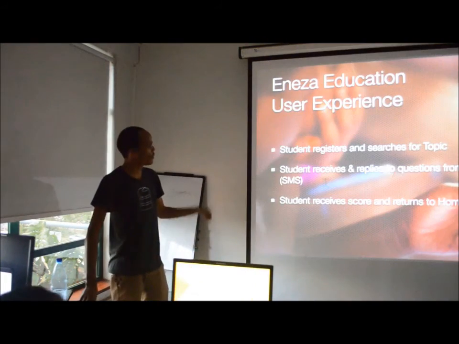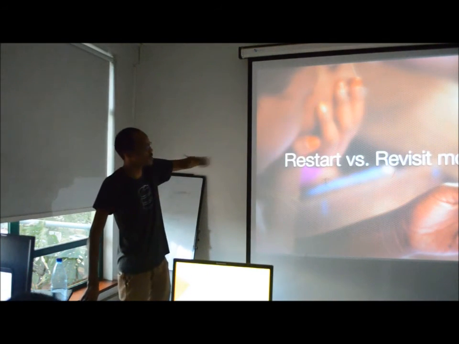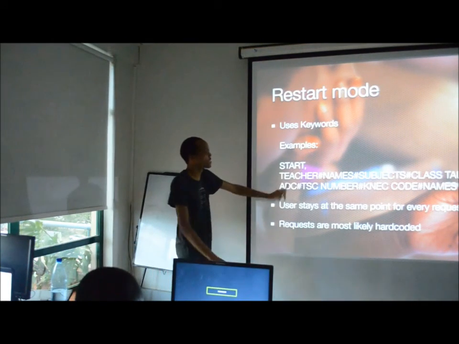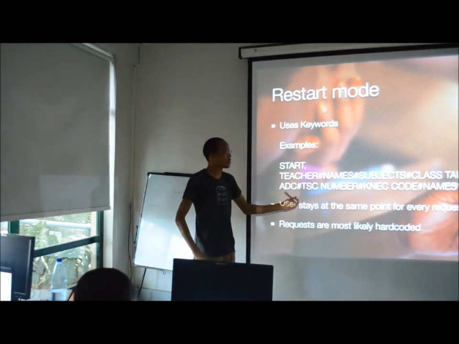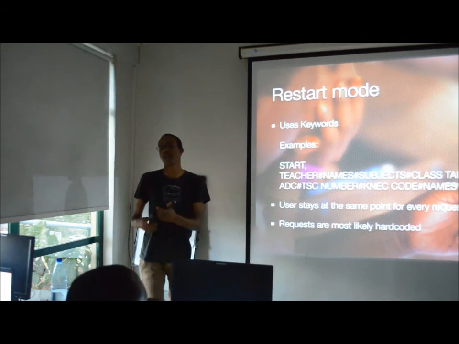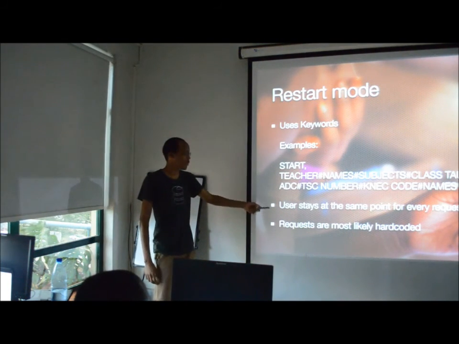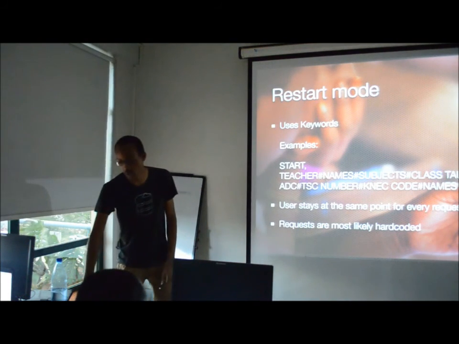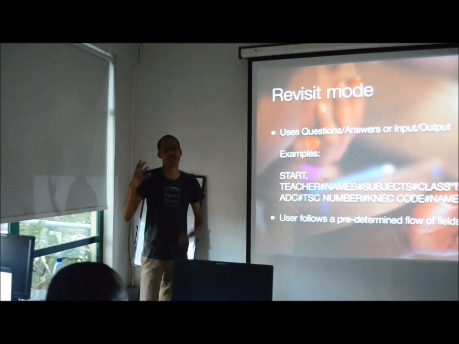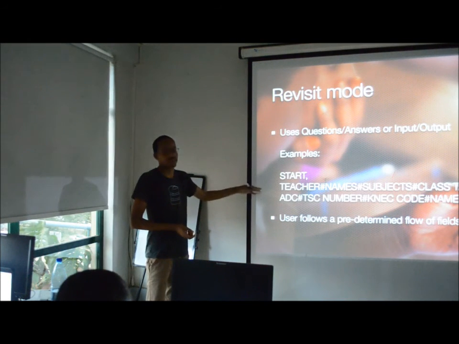Yeah, so then I talk a bit about our user experience. And so this is the restart and the revisit mode. Restart mode is, for example, start, teacher, hash name, hash subject, or user, or when you're buying a product, you send the IMEI code and your names, and the user has to start from scratch for every request. Or you can do the revisit mode where on the server you store the last place someone was, so that they continue with just the next action from there. It's a bit more complicated, but it's actually not really.